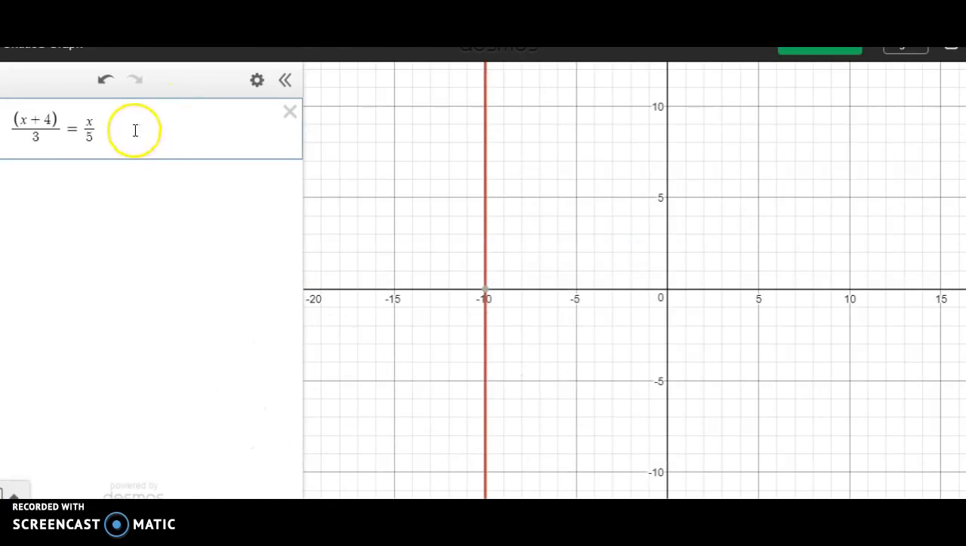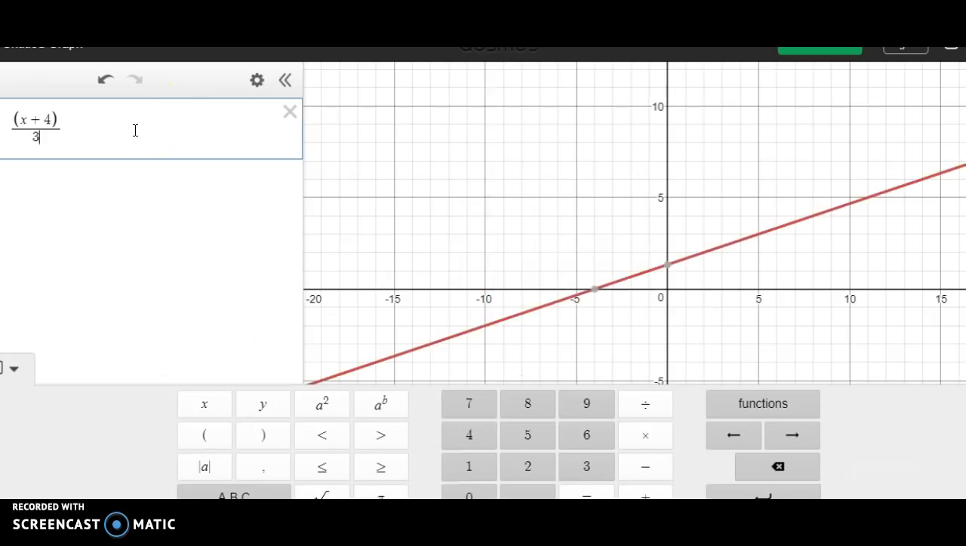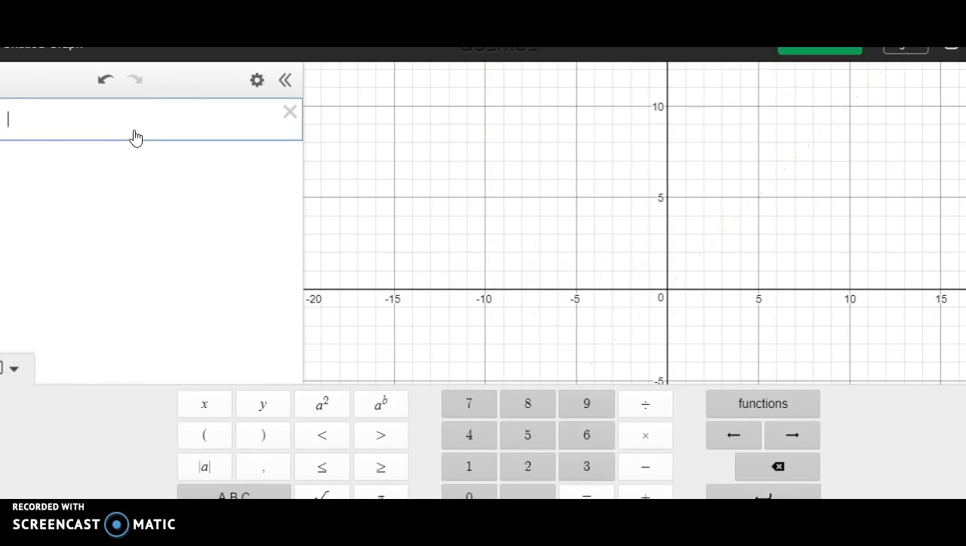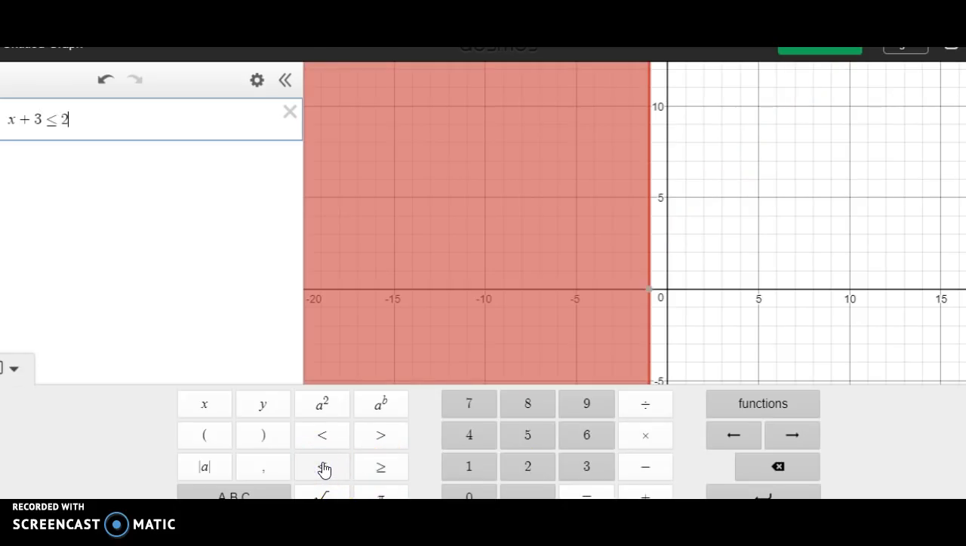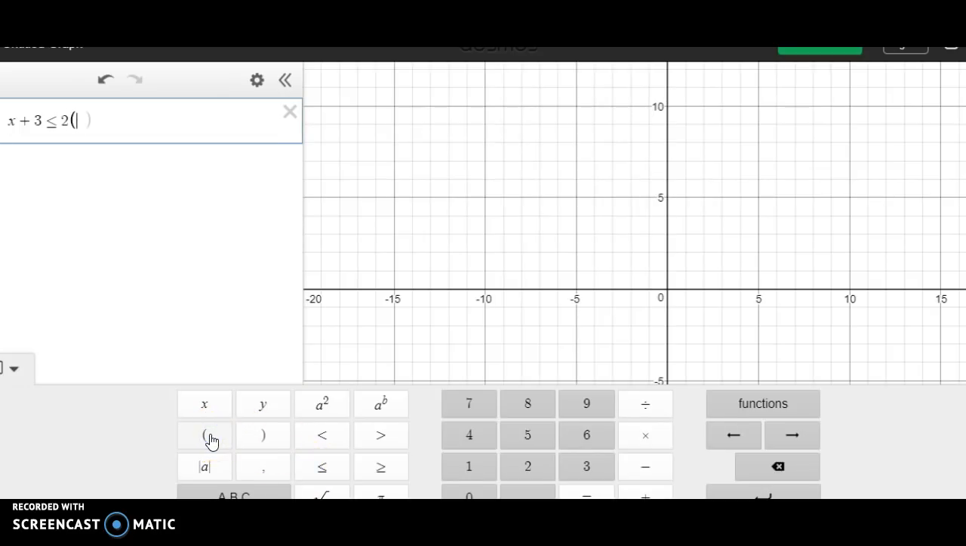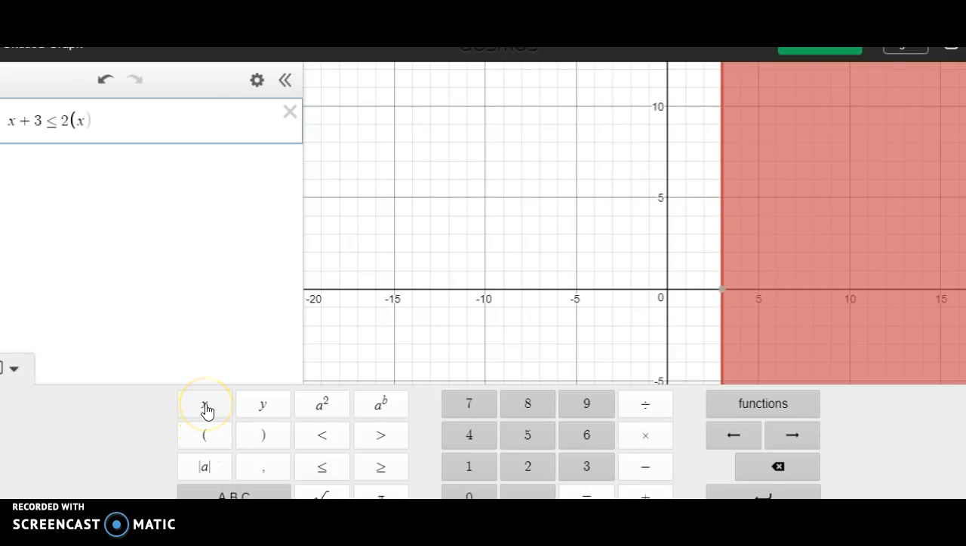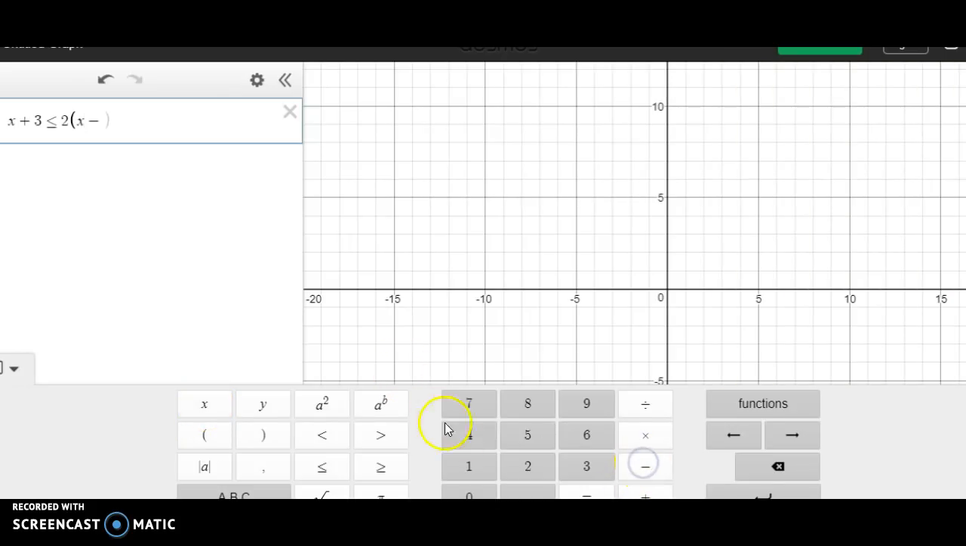And in Desmos you type exactly what it says. Of course, if the variable is different, you use the variable. So we're going to say x plus 3 and then we're going to say less than or equal to 2, parentheses, x minus 4, close the parentheses.